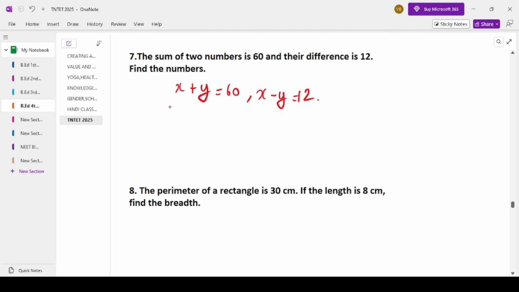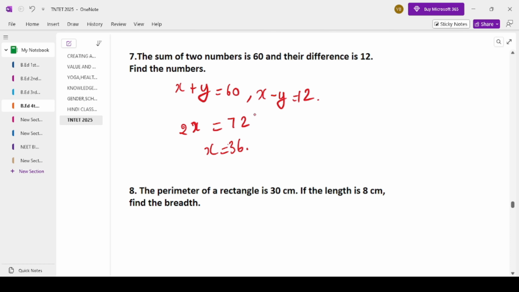So now we can add those two equations. When you add these two equations, what you will get is 2x equal to, when you add 60 and 12 you get 72, right? So from that we see that x is going to be 36.